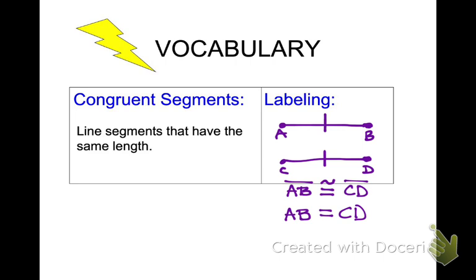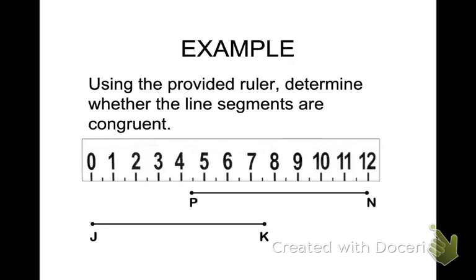Okay? All right, so let's finish up with the last few examples. Here it says, using the provided ruler, determine whether the line segments are congruent or not. What is the length of JK? What do you guys think? Anybody? About 7.5, does it look like? Yeah. 7.5 units.